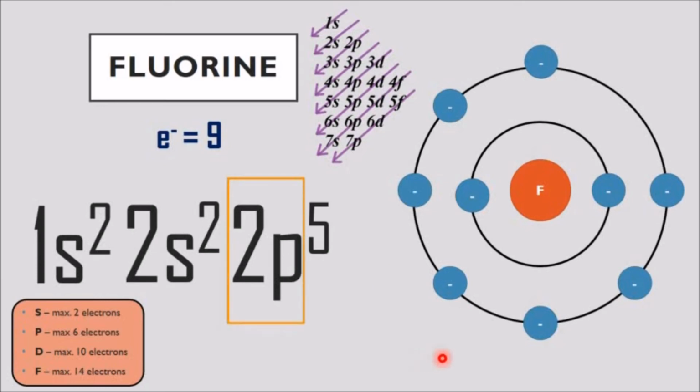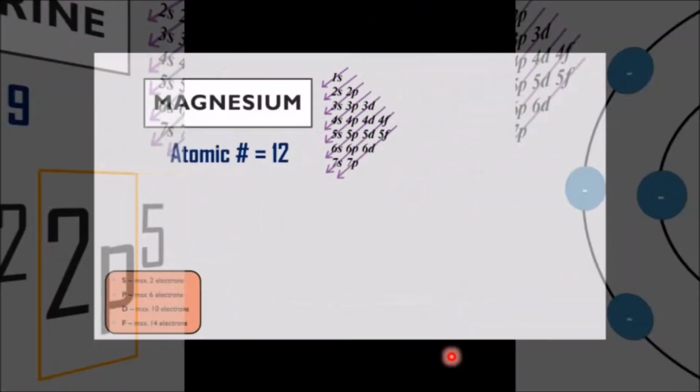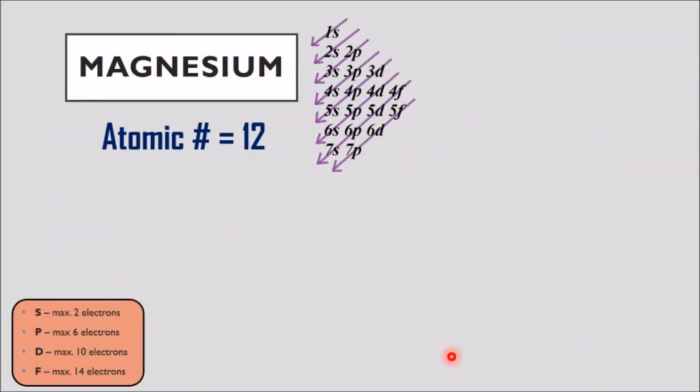So let's try and answer the next example. We have here magnesium atom. It has an atomic number of 12. Now, based on the guides right here, kindly write the electron configuration of magnesium. You're welcome to pause this video while answering the question.